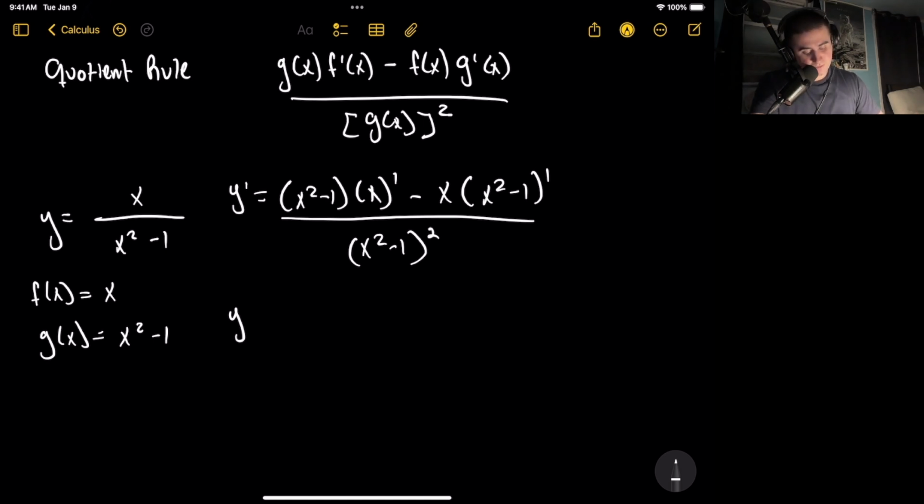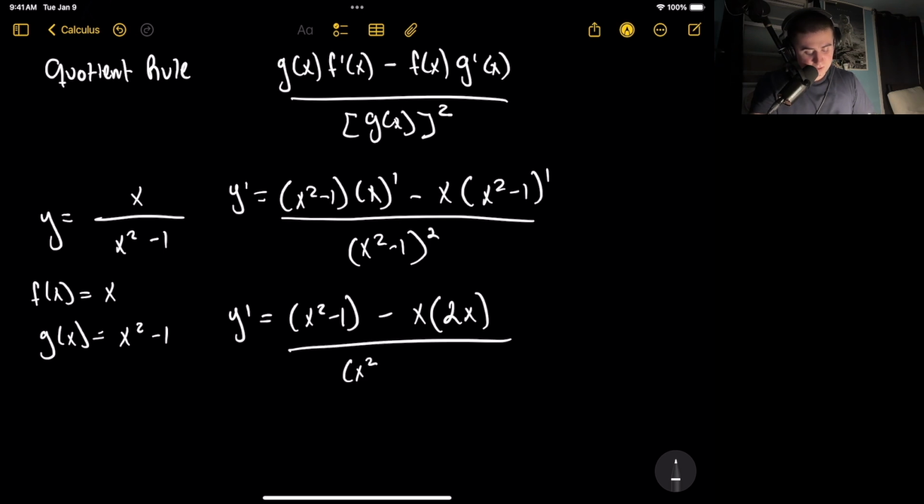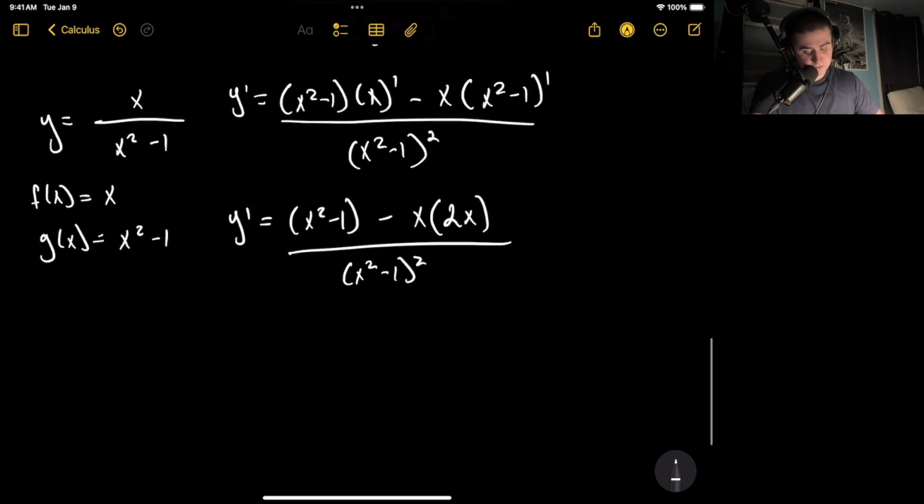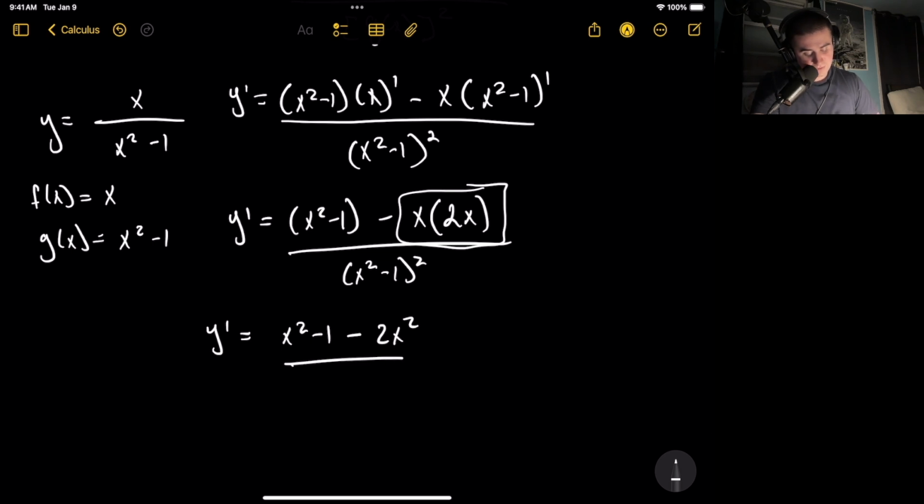All right, so now we have y prime is equal to, so x squared minus 1, and the derivative of x is just 1, so we'll leave it at that, minus, and we'll multiply x, the derivative of x squared minus 1 is just 2x. So now we put that over x squared minus 1 squared, and we'll continue further down below here. Y prime is equal to x squared minus 1, and x times 2x is going to give us negative 2x squared. So now we have that over x squared minus 1 squared.